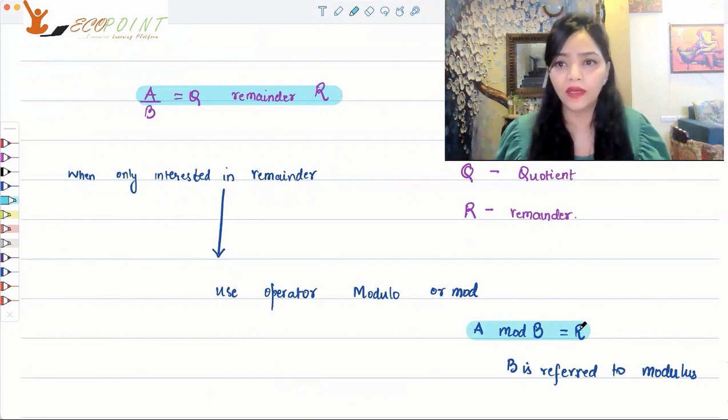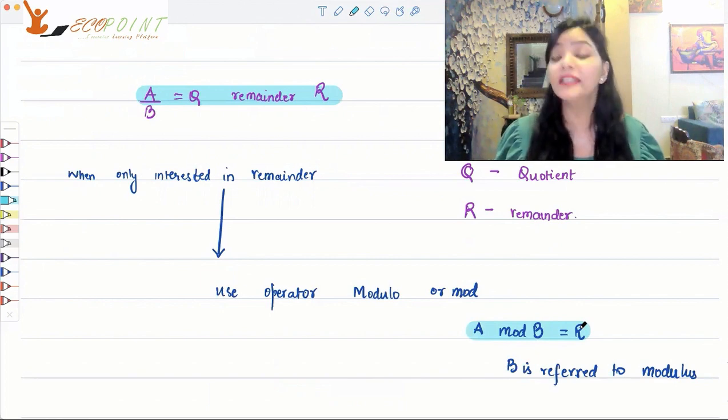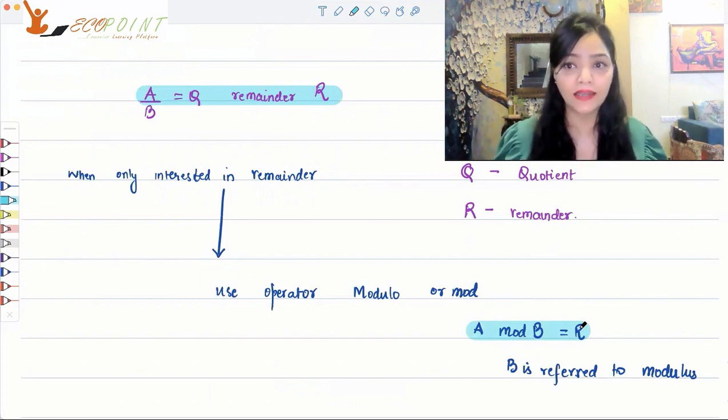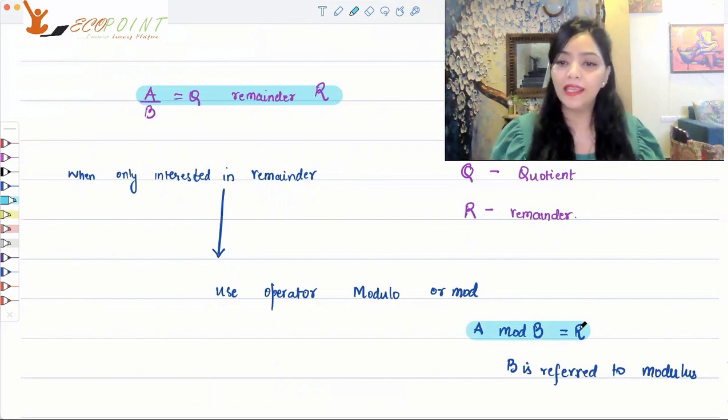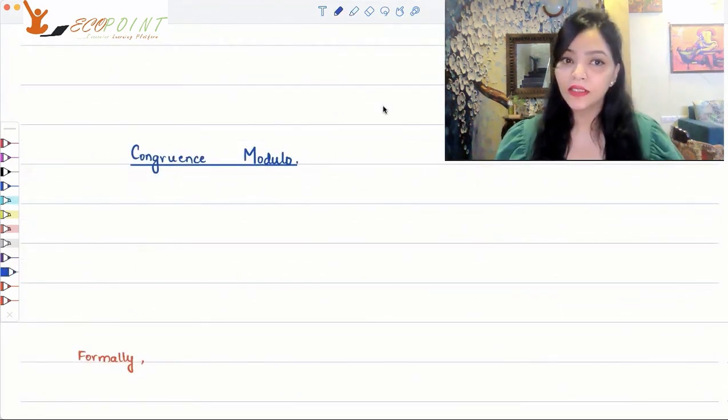All I'm asking is, what happens when a is divided by b? I'm not interested in the quotient. I'm interested in whether we have a remainder. Yes, r is the remainder. So a mod b is equal to r is what we will say, and b here is referred to as the modulus. Let's understand a related term here, congruence modulo.